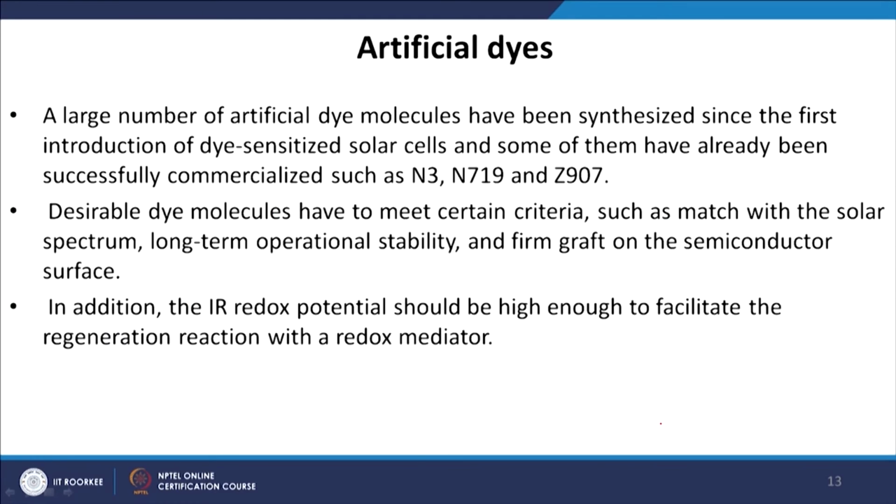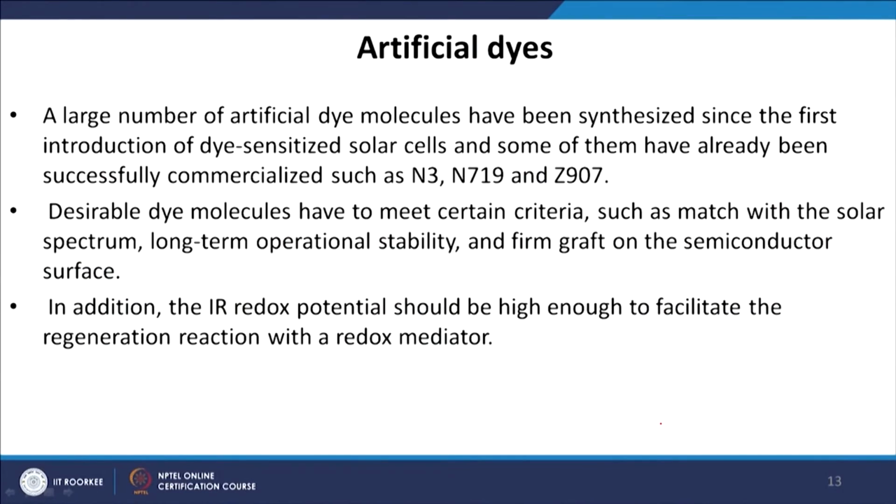A large number of artificial dye molecules have been synthesized since the first introduction of the dye sensitized solar cells, and some of them have already been successfully commercialized. For example, N3, N719 and Z907. These three dyes have already been commercialized and some people are already making solar panels using these three dyes.